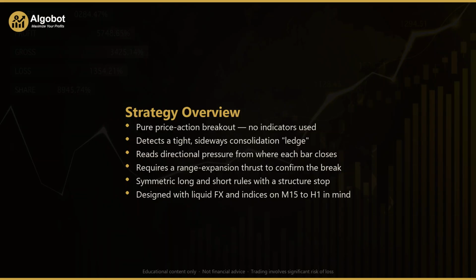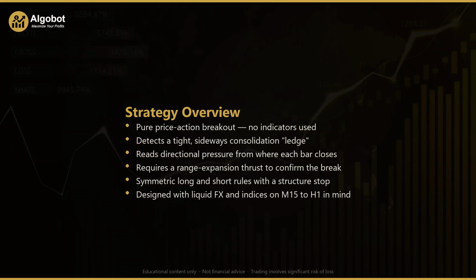The core concept is the idea of pressure coiling under a level and then releasing. The strategy looks for what it calls a ledge, which is simply a stretch of bars that hold inside a tight horizontal band. The highest high of that band becomes the ceiling, and the lowest low becomes the floor. Crucially, the band has to be tight relative to how much the individual bars typically move. If the band is too tall, it's really a trend leg, not a genuine consolidation worth studying.